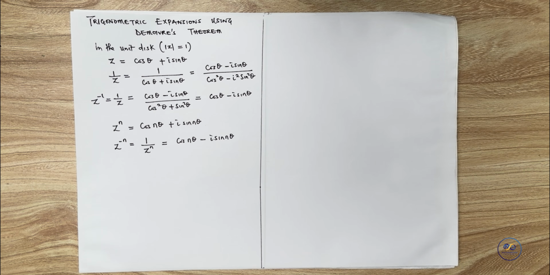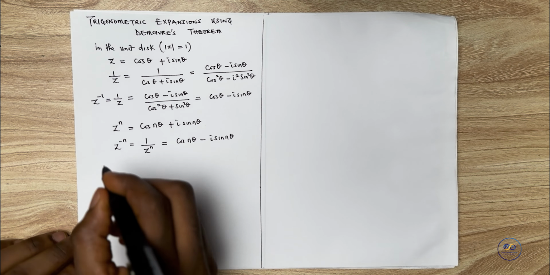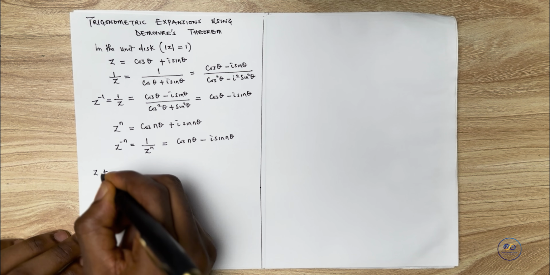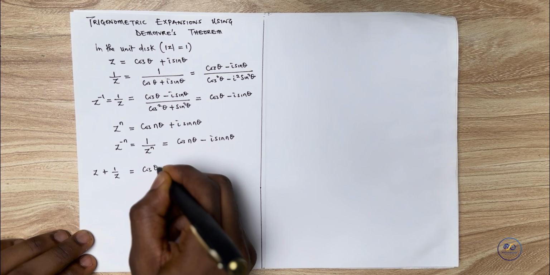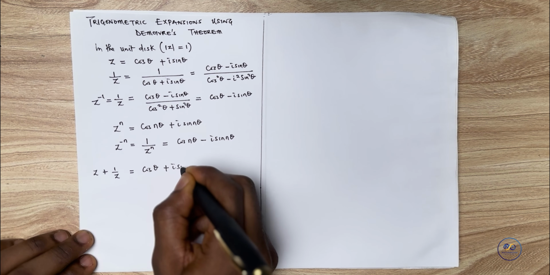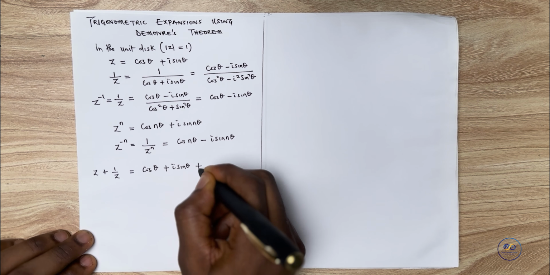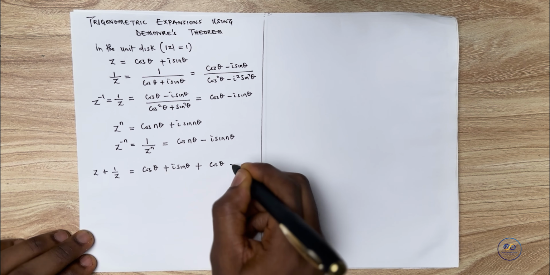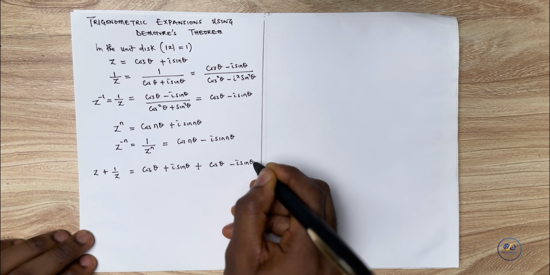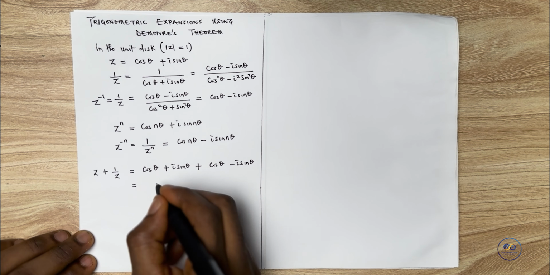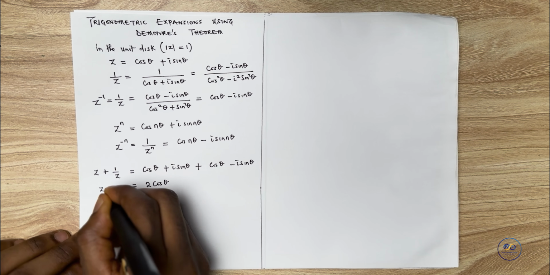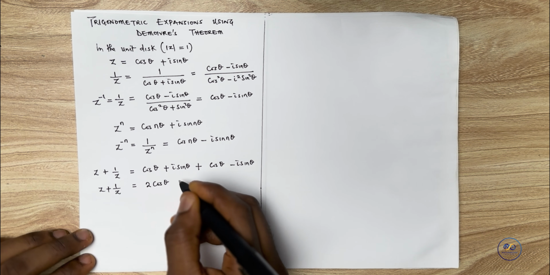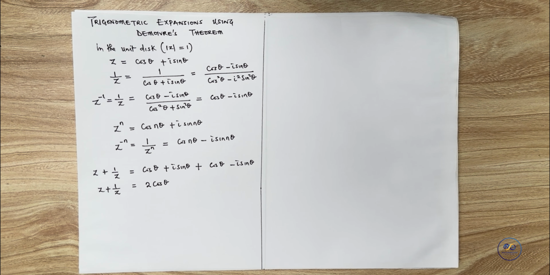Now what happens when we add some of these representations together? For instance, if we have z and then we add it to 1 over z, what happens? This means we have taken cosθ plus i sinθ, and then we have added it to cosθ minus i sinθ. The result for this is to see that we would have the result to be 2 cosθ. So z plus 1 over z gives us 2 cosθ.